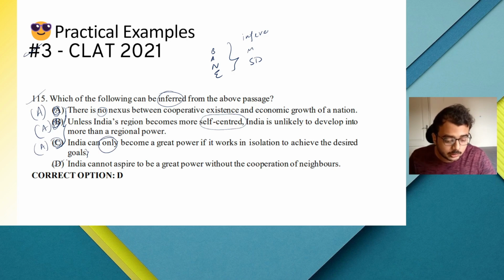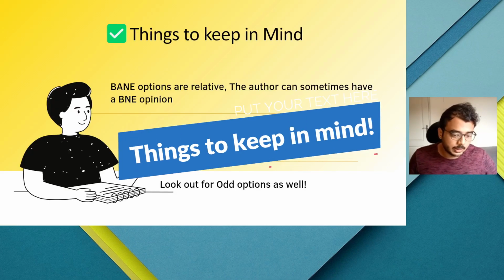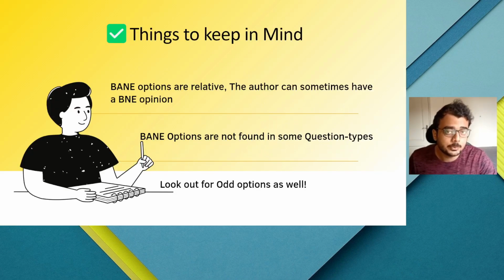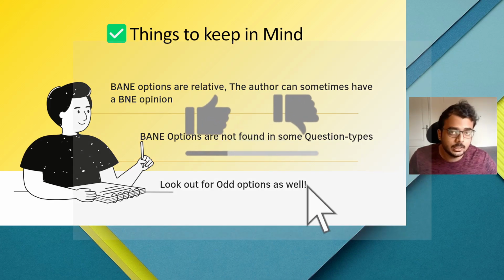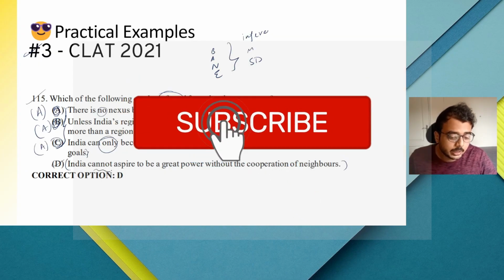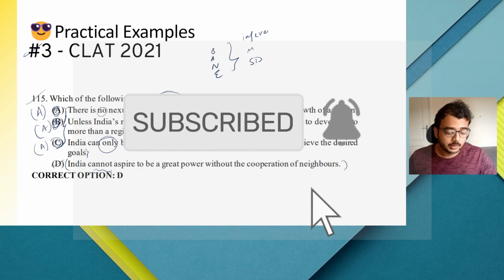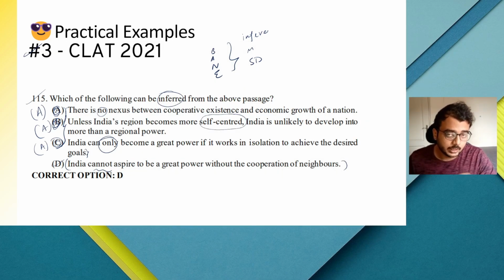Also, learning over here is, let's talk about this in the things to keep in mind slide. BANE options are relative. Okay. The author can sometimes have a BANE opinion as well. What I mean to say is, आपने यहाँ देखा, India cannot aspire. It's an absolute statement. Cannot मतलब absolutely. Am I correct? लेकिन यहाँ पे देखना कि this opinion of the author has been given in the passage. So we cannot say that this is an extreme version of the opinion of the author. We cannot say that. Okay.